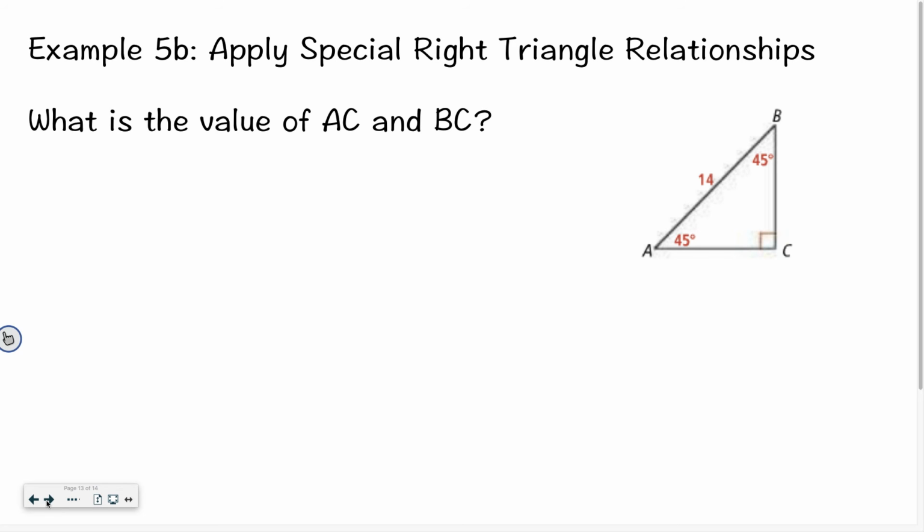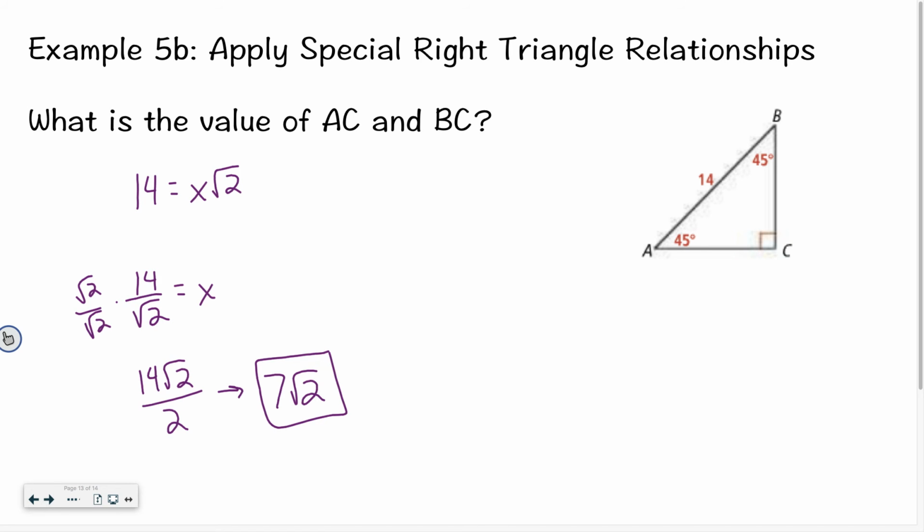All right, and then what is the value of AC and BC? Good luck. All right, hopefully for this one you realized you had the 45, 45, 90, which means the hypotenuse equals the short side times the square root of 2. So you can set it up as 14 equals x square root of 2. Divide both sides by the square root of 2. But again, I don't like having a square root in the denominator, so I multiply by square root of 2 over square root of 2. That process, just so you know, is called rationalizing the denominator.